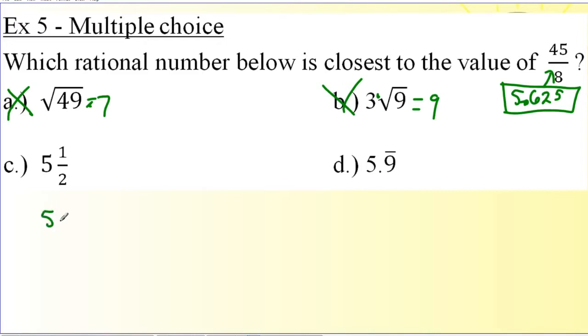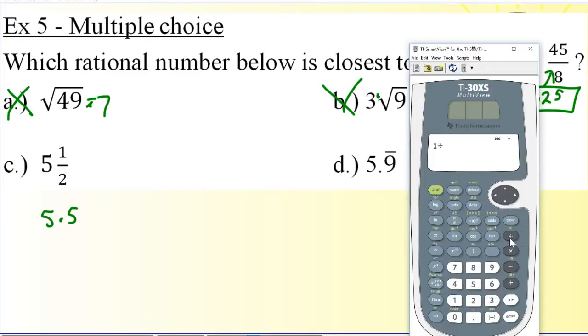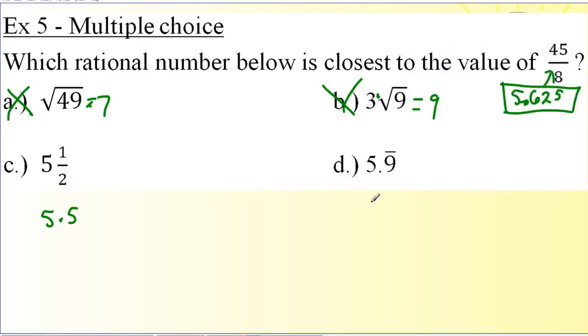So this is 5.5. Hopefully you know 1/2 is 0.5. If you don't know, 1 divided by 2, you know, we're big boys and big girls. Over here, this is 5.9 repeated, or 99999. So we have to figure out which of these is closer. To figure out which is closer, we're going to use a subtraction, a difference.